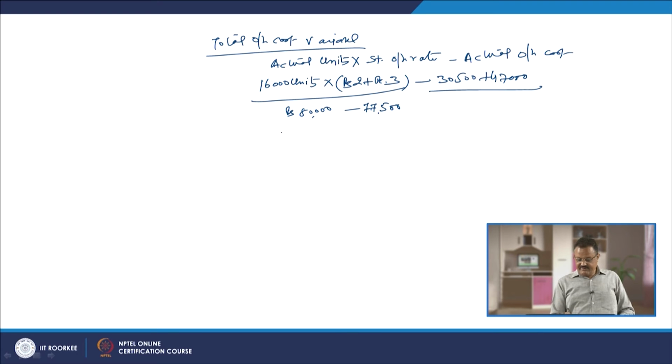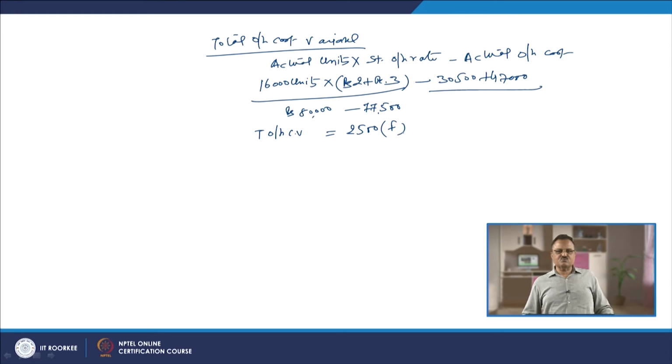right. And what is the variance? Total overhead cost variance is how much? This is going to be 2,500, but it is favorable. Our standard cost was high. Our standard cost was 80,000 in total, both variable and fixed, and the actual cost has come up at how much? 77,500. So, it means total overhead cost variance has become favorable, that is why 2,500 rupees.